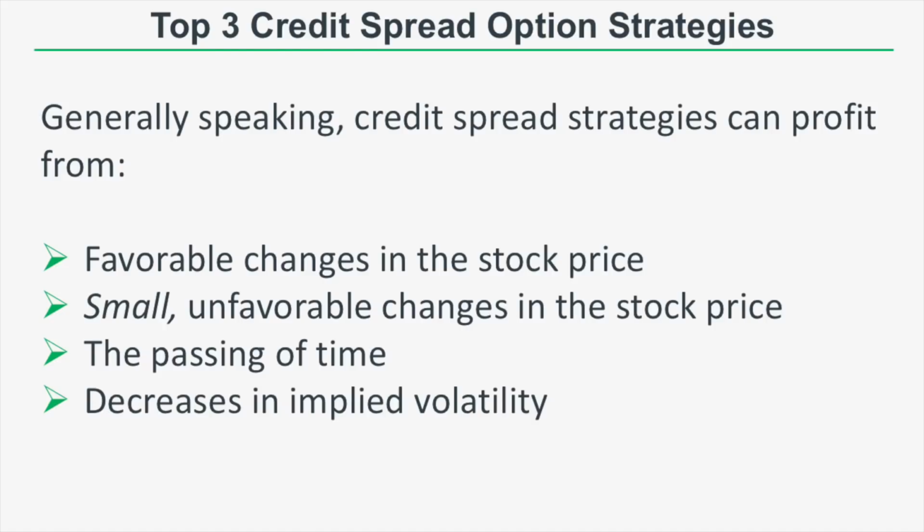And the fourth and final way you can profit is from decreases in implied volatility. Now a decrease in implied volatility just means that the stock's option prices are decreasing. And with credit spreads, since you are net short options, which means you've sold options, you want the option prices to decrease.